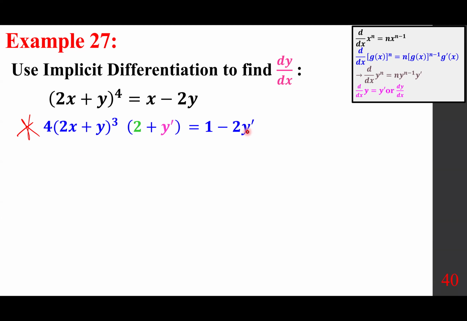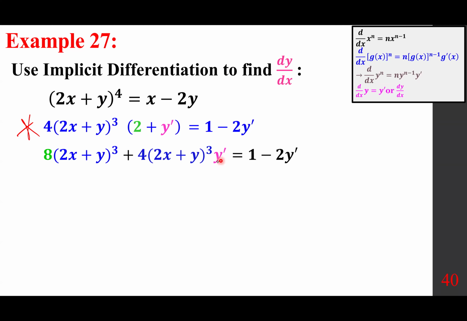And so let's do that. If I multiply this by 2, I get 8 times (2x plus y) cubed. And then this thing times y prime. So please understand, I'm going to distribute 2 and then y prime. So 2 times this becomes 8, y prime. I write the same thing times y prime. The right side I'm not touching.